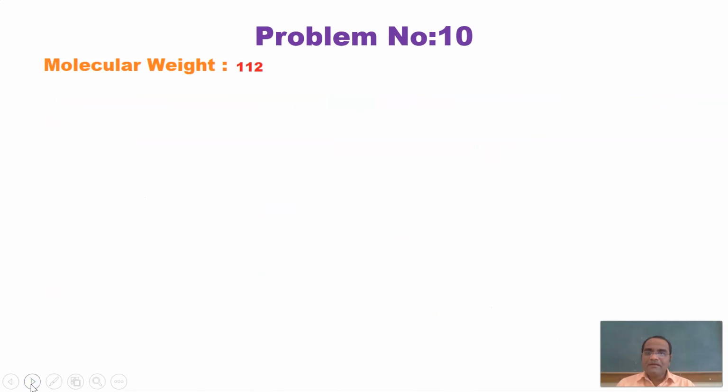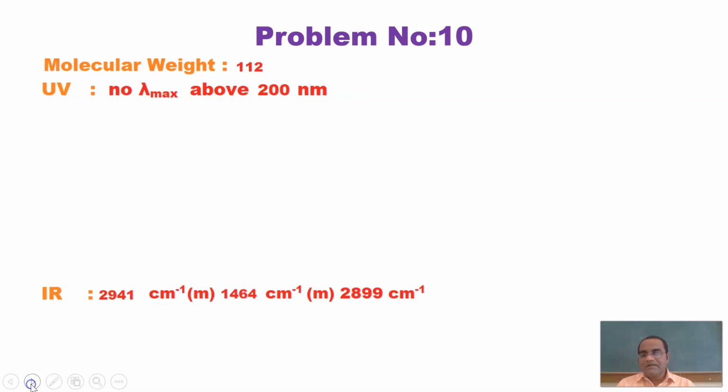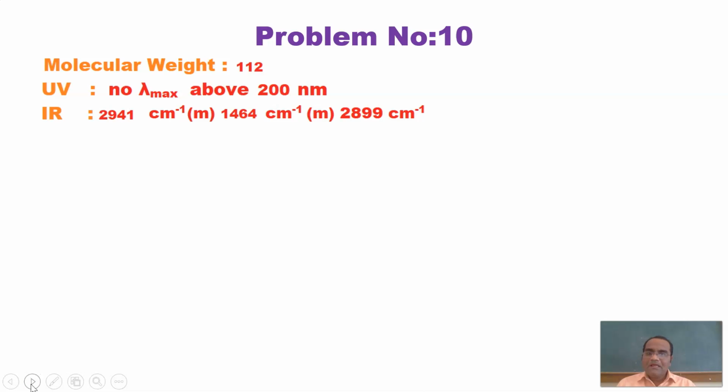After that, problem number 10. The molecular weight is 112. There is no lambda max above 200 nanometers. It means that it is not UV active. And from the ranges, we can understand that these are alkane ranges, stretch and bend. After that, the NMR value is 1.52 delta and a singlet. So this is the only data given. No further data has been given. So there is a lot of logic in how to solve such kinds of problems.